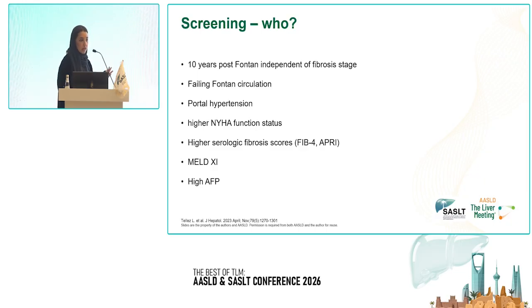Generally speaking, it's exceedingly rare to develop an HCC before the 10-year mark, failing Fontan circulation, portal hypertension. So these are all things that we need to consider as a whole. So even if a patient is earlier than that 10-year mark, if they have features of poor cardiac function, we should consider screening them for HCC. Of course, if they have higher serologic fibrosis scores, a MELD without INR, or higher AFP, these are all patients that we want to consider screening earlier if we feel like it's necessary.